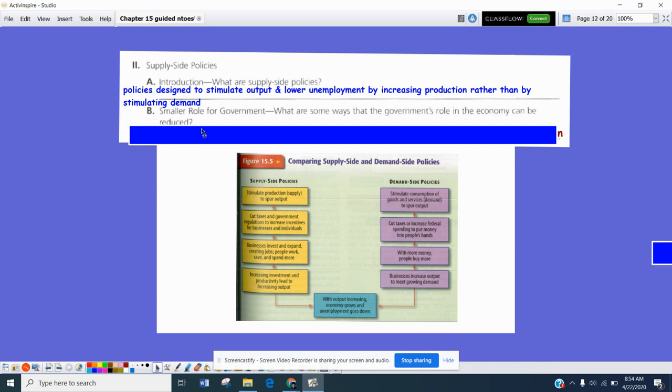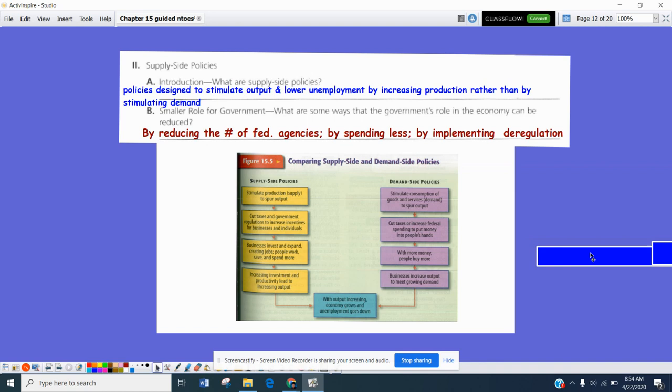What are some of the ways that the government's role in the economy can be reduced? And that is by reducing the number of federal agencies, spending less, and implementing deregulation. This is something that we did during the Reagan administration. When Ronald Reagan came into the White House, one of the things that he wanted to do was to make the size of government smaller. It really didn't happen, but that was something that he championed. That was something he talked a lot about. And there are times when we have politicians today that would love to get rid of some of these extra federal agencies, cut some of that government spending, in hopes that maybe you could actually stimulate the economy.